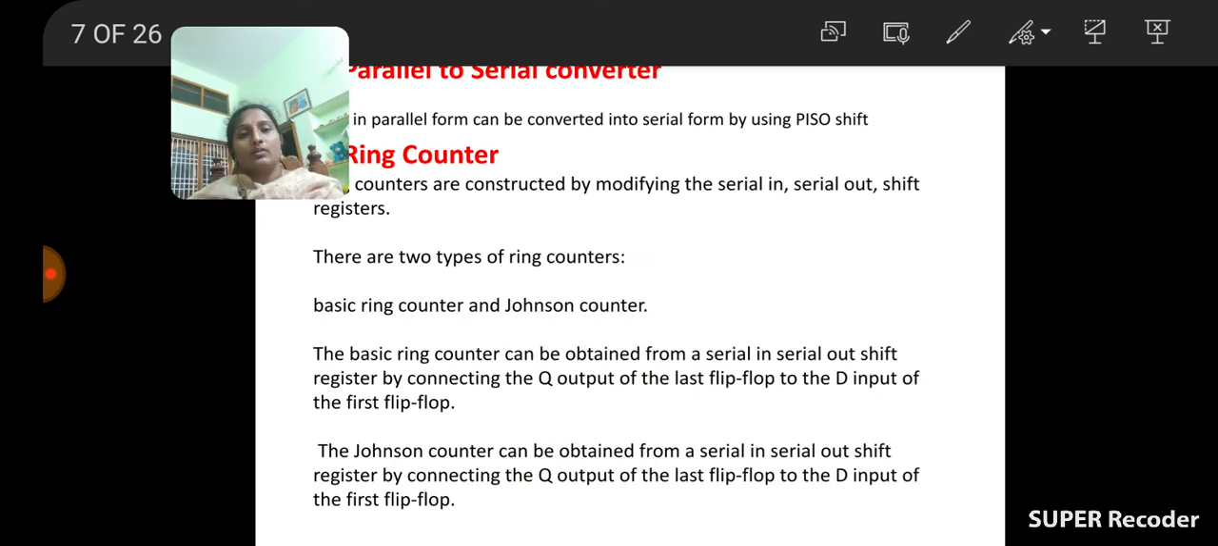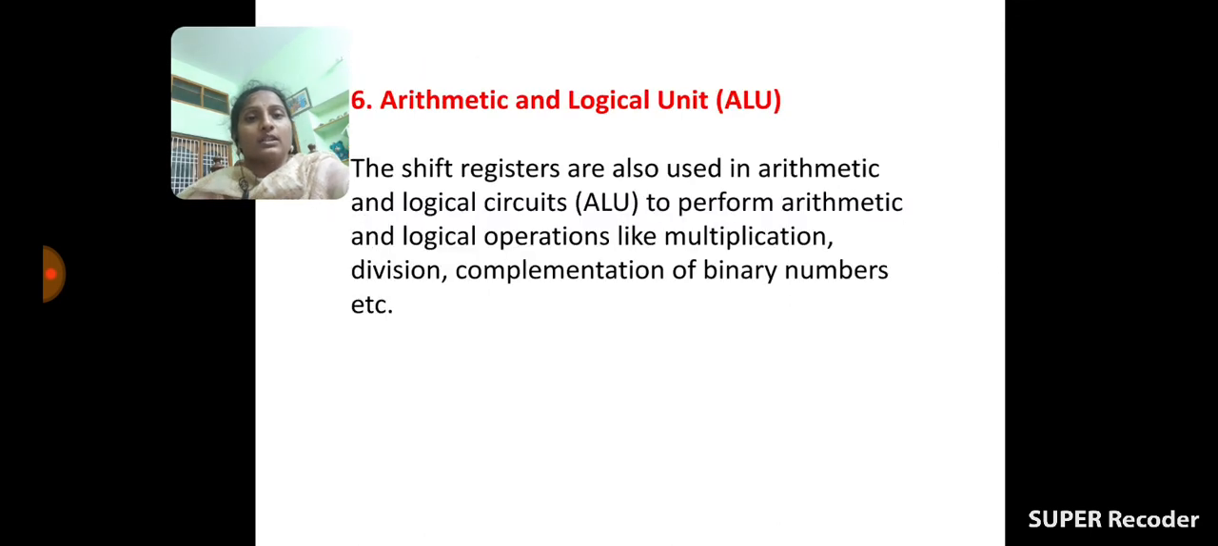While coming to the Johnson counter, it can be obtained from a serial in serial out shift register by connecting the Q bar output of the last flip-flop to the D input of the first flip-flop. Simply, the first one is made with Q, the second one by connecting Q bar. Is it clear? How many types of ring counters are there? Two types. One is called basic ring counter, the other is called Johnson ring counter. The basic ring counter can be obtained by connecting the output of the last stage to the input of the first stage, and the Johnson counter by connecting the output of the last stage Q bar to the D input.